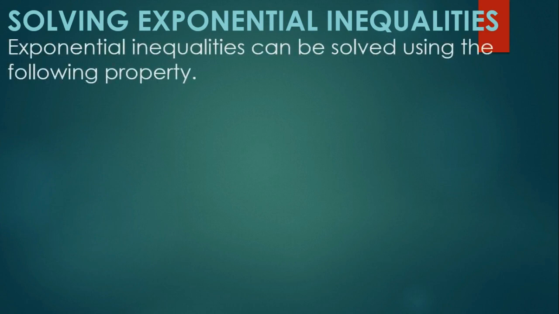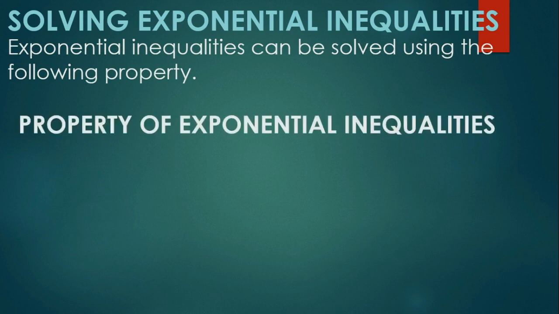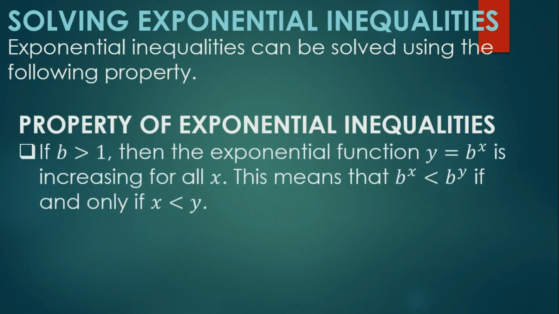Exponential inequalities can be solved using the following property. The property of exponential inequalities. If the base is greater than 1, then the exponential function y is equal to b raised to x is increasing for all x. This means that b raised to x is less than b raised to y if and only if x is less than y.